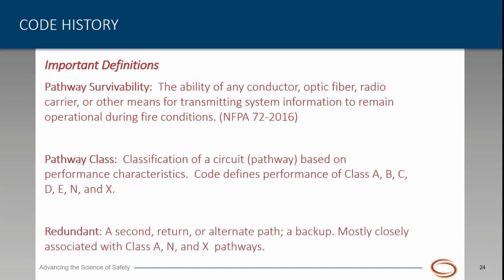Additionally is the term redundant. Redundant is simply a second, return, or alternate path. It's most closely associated with Class A, N, and X pathways. Now, redundant is often confused with survivability as if it's equal to it. A redundant path will make a circuit more reliable and may help with survivability, but it's not a replacement for it, nor does it inherently create survivability.